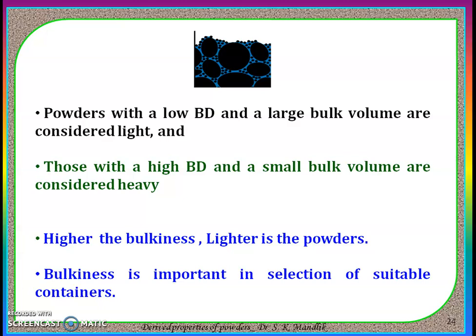Powders with low density, meaning bulk density, and large bulk volume are considered light, as we learned previously. So the higher the bulkiness, the lighter the powder.